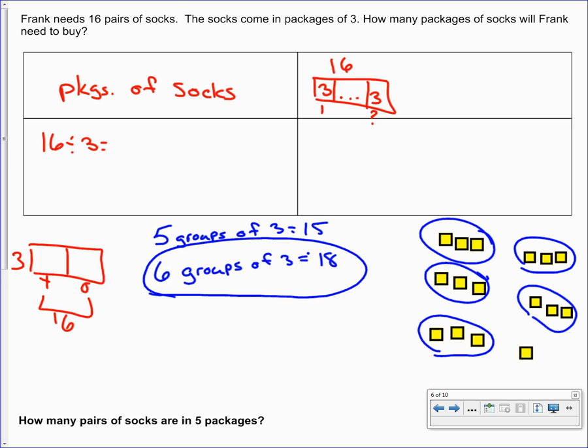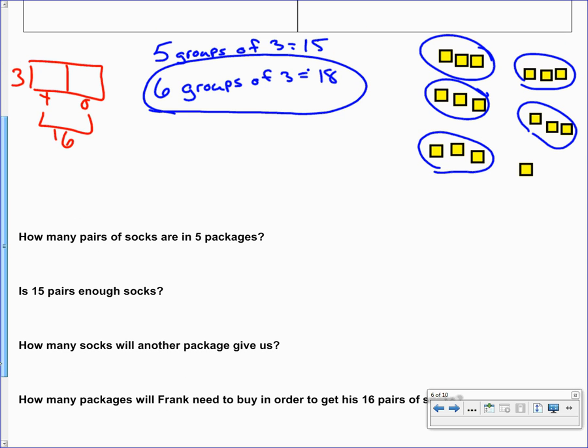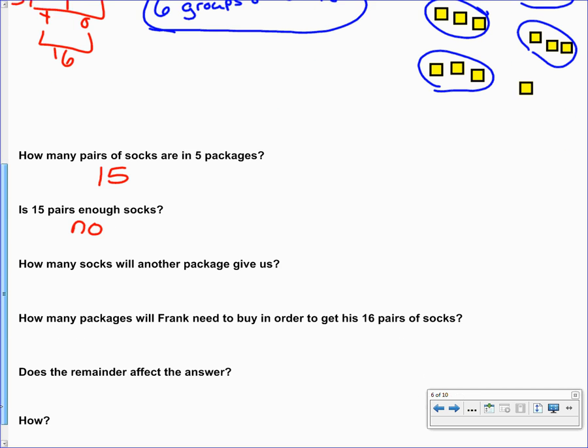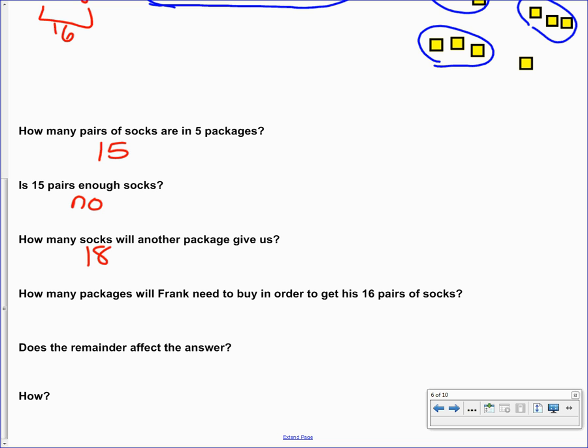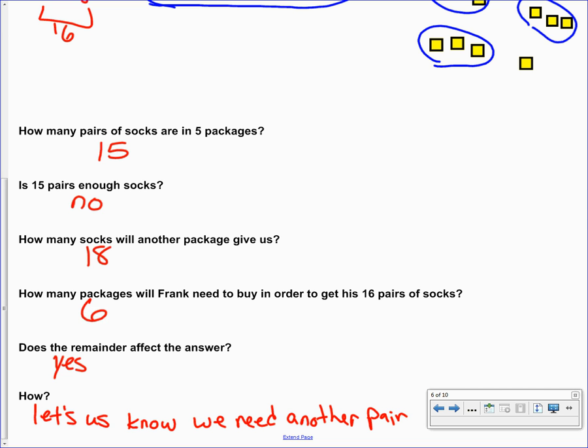Again, let's take a look at our questions here. How many pairs of socks are in 5 packages? 15. Is 15 pairs enough? No. How many socks will another package give us? It'll give us 18. How many packages will we need to buy? We'll need to buy 6. Does the remainder affect it? Yes. Why? How does it affect it? It lets us know we need another pair. Okay.